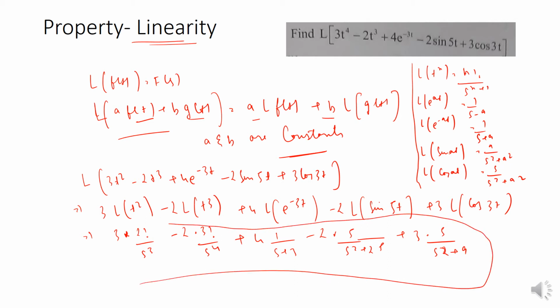So this question, a linearity question, has used all the formulas which we saw earlier. I hope this is very well understood. This is s square, and this is also s square plus 25, s square plus 9. This is s. Okay, this is s. E power minus 3t is 1 by s plus 3, and this is 3 factorial by s power 4, and this is 2 factorial by s cube. I hope this was well understood.